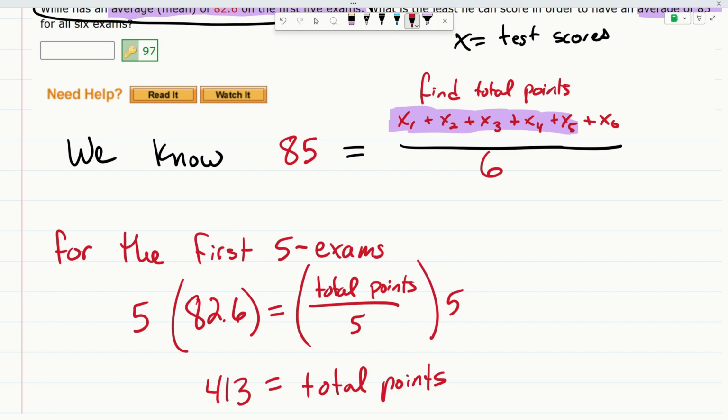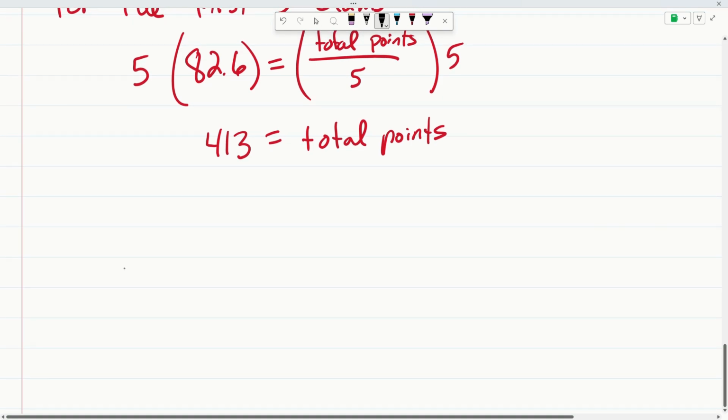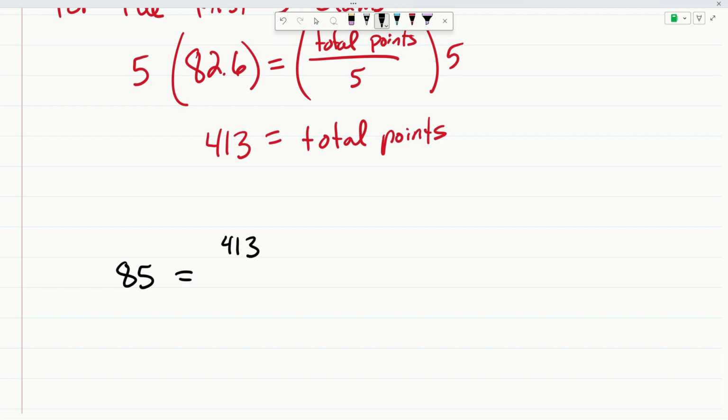So in the upper right-hand corner of your screen, I'm going to erase all of these and say, well, the total points for the first 5 exams has to be 413. Now I'm just going to rewrite it down below. We have Willie's score that he wants, 85. We know the total points for the first 5 exams were 413 points. This last x sub 6 just means the 6th test, or the 6th exam. And we're going to divide it by 6 because that's the total amount.